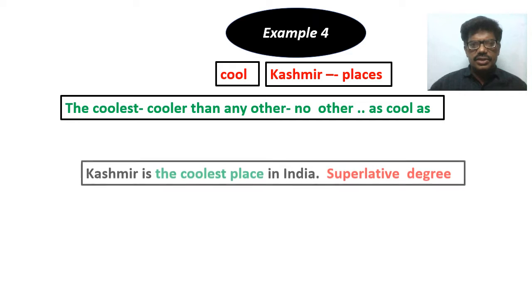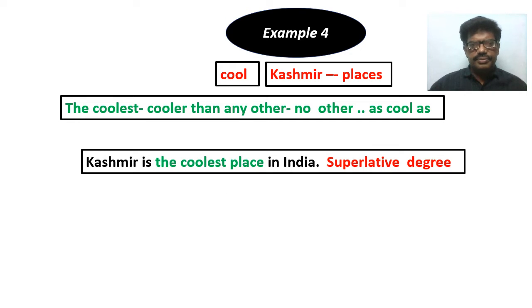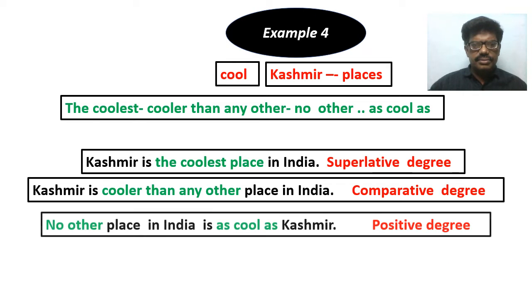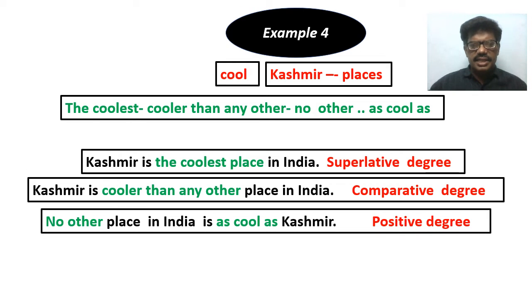Look at the structures in this type 1. Kashmir is the coolest place in India, superlative degree. Kashmir is cooler than any other place in India, comparative degree. No other place in India is so cool as or as cool as Kashmir will be the positive degree.